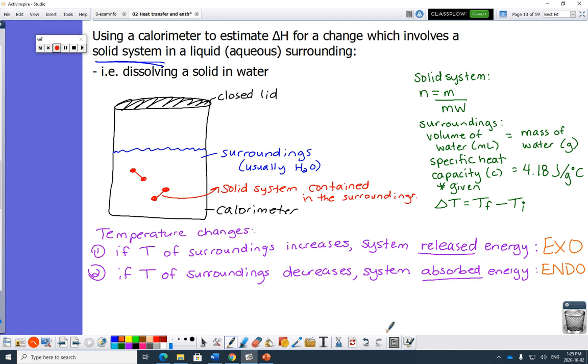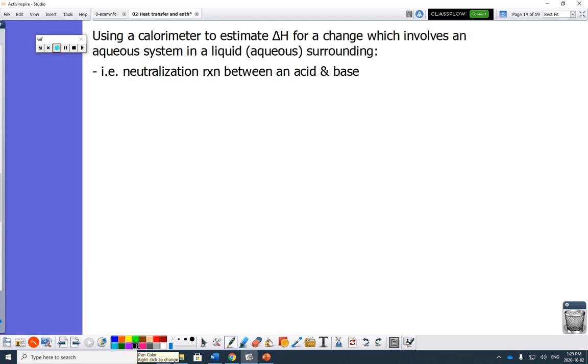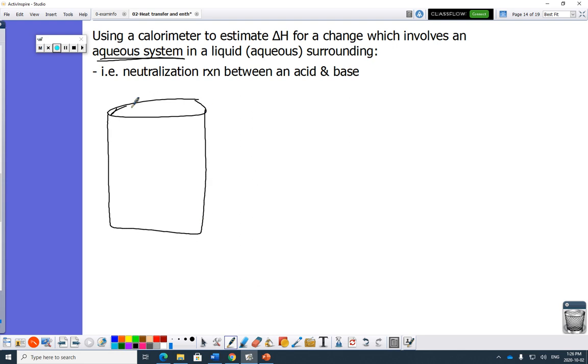So in the next block, we're going to look at what happens when you have two solutions. In the next box, I guess. Okay. So it looks almost the same, except it says aqueous. I've set an acid and a base as an example, so it doesn't really matter. You can just call it solution 2 and solution 1.